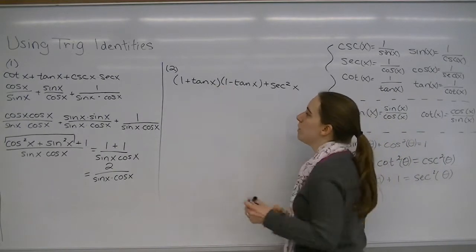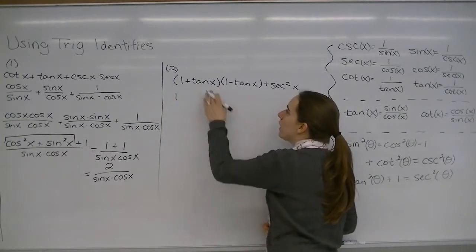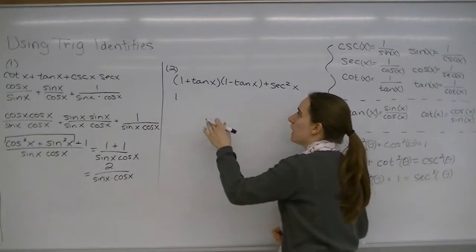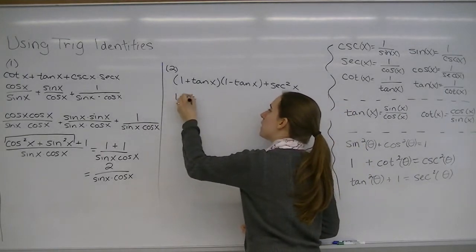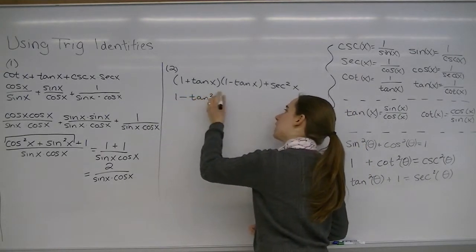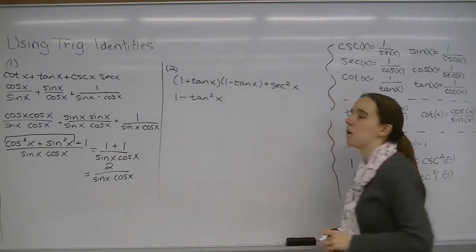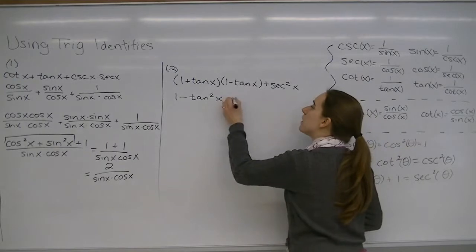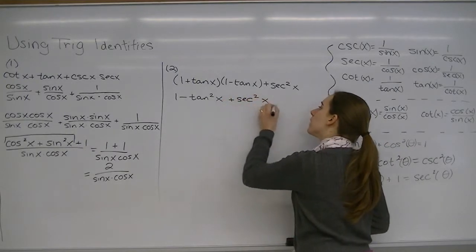So I have 1 times 1 gives me 1. I have plus tangent x minus tangent x, so those will cancel. Then I get minus tangent squared x from these two terms when I multiply. Then I have a plus secant squared x.